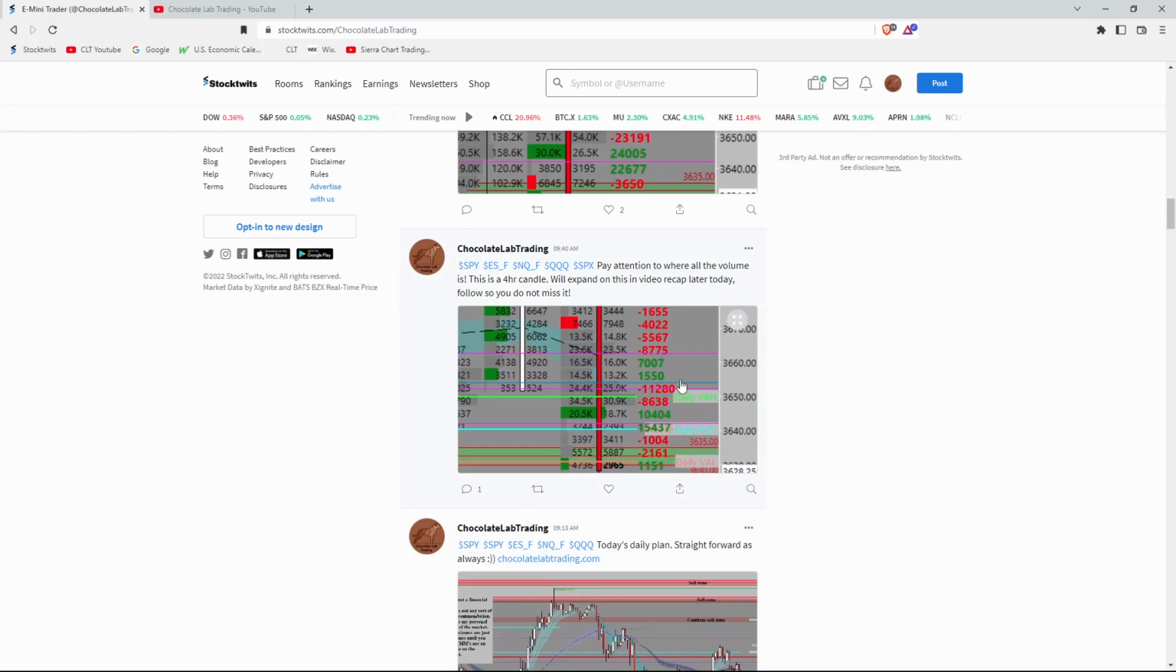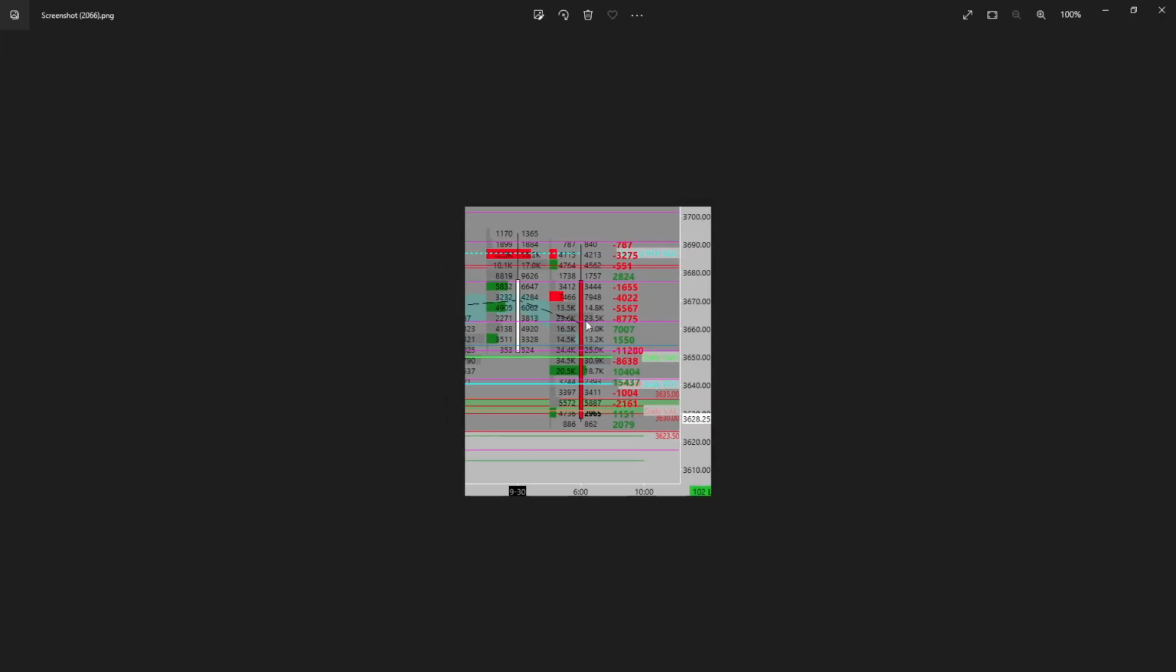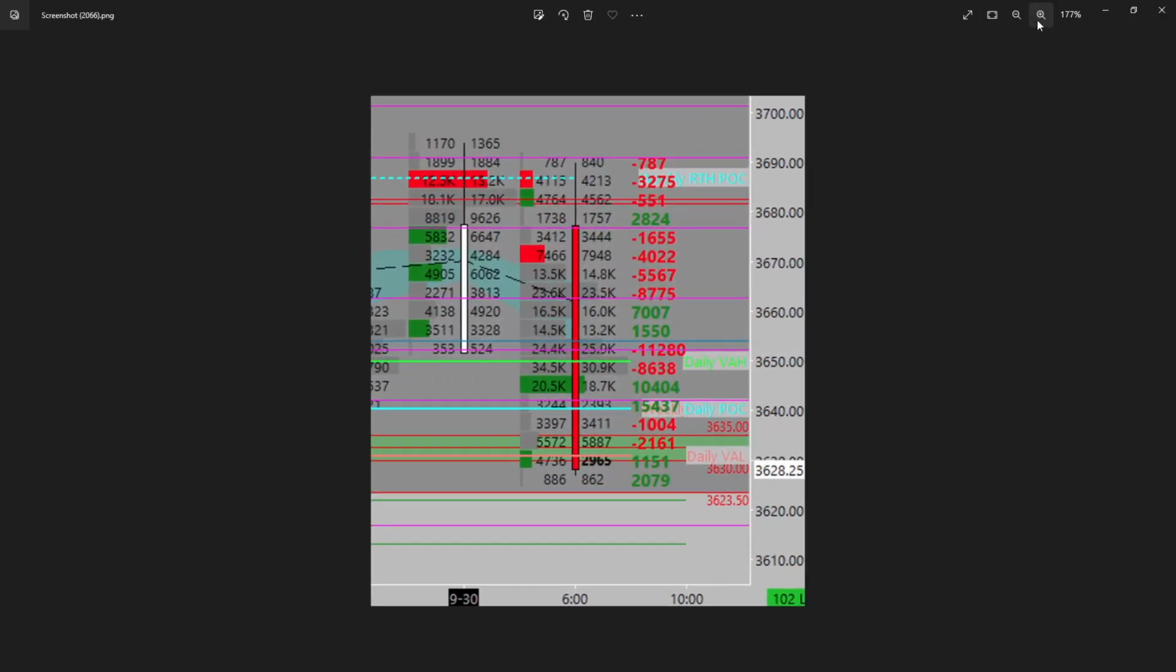Alright, pay attention to where all the volume is. This is a 4-hour candle. We'll expand on this in the video recap later. So this is about 10 minutes after the open, and you could see that we're overshooting the buy zone a little bit.